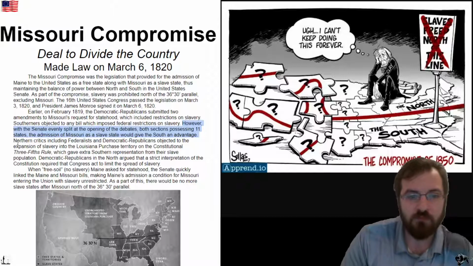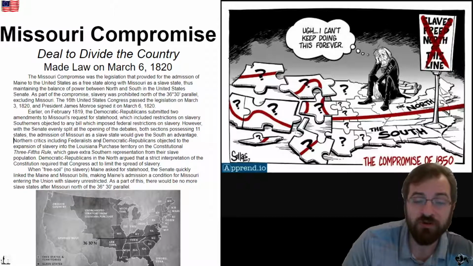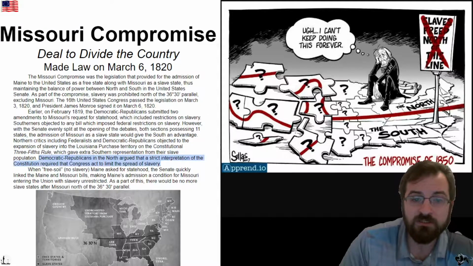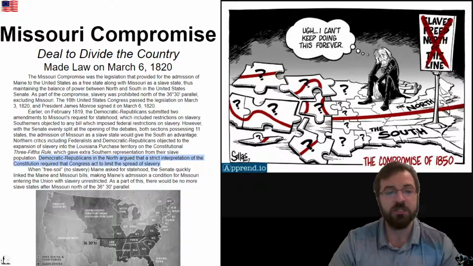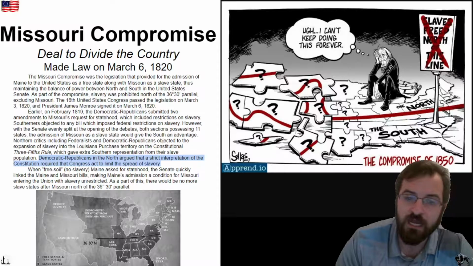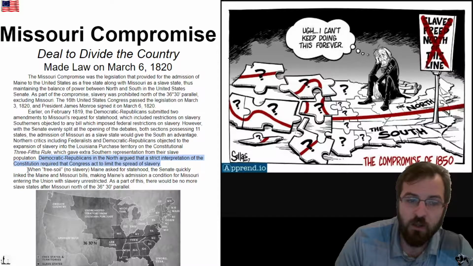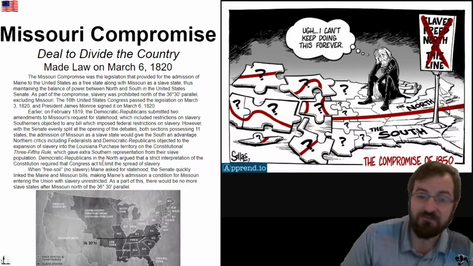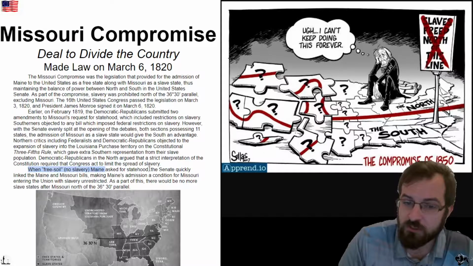Interesting. Northern critics, including the Federalists and the Democratic Republicans, objected to the expansion of slavery into the Louisiana Purchase territory on the constitutional 3/5 rule, which gave extra Southern representation from their slave population. Democratic Republicans in the North argued that a strict interpretation of the Constitution required that Congress act to limit the spread of slavery. When free soil means no slavery, Maine also asked for statehood.